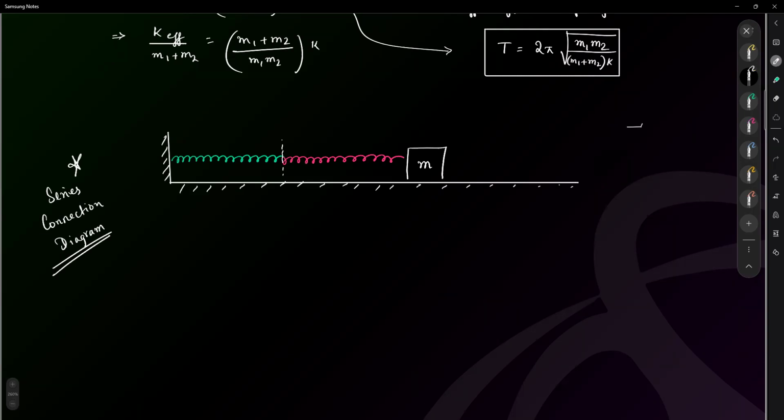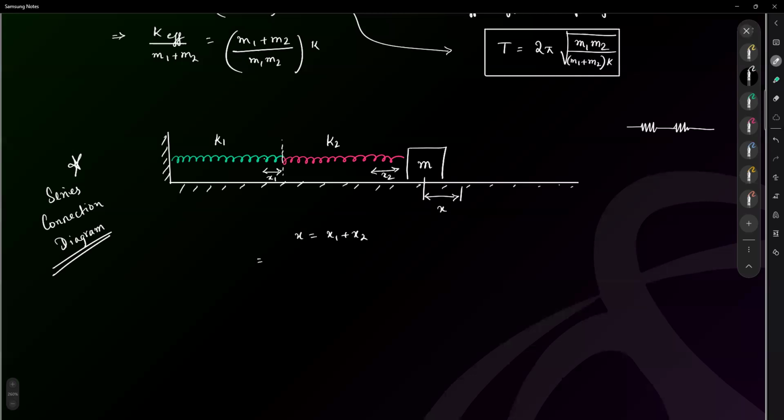Like we had in resistance, this is for spring. Now, consider that this is K1 and the elongation for this spring is X1, not the natural length. I'm talking about elongation. This is K2 and the elongation for this is X2. And the net elongation of this body is X. So X should be equal to X1 plus X2.